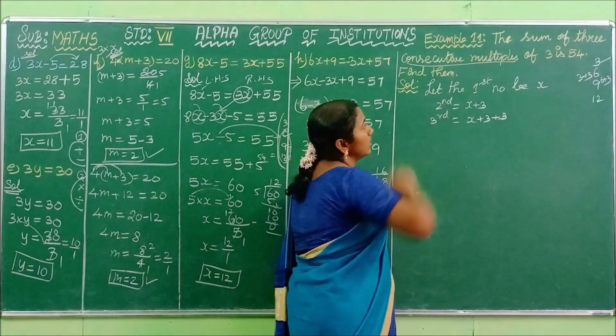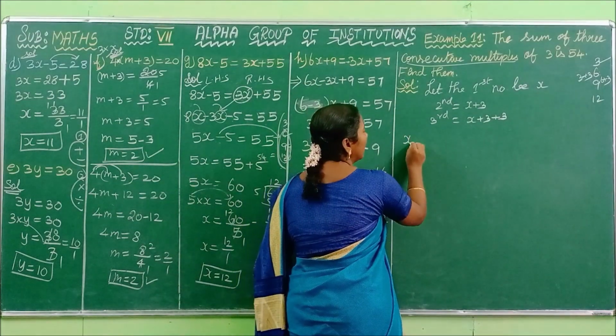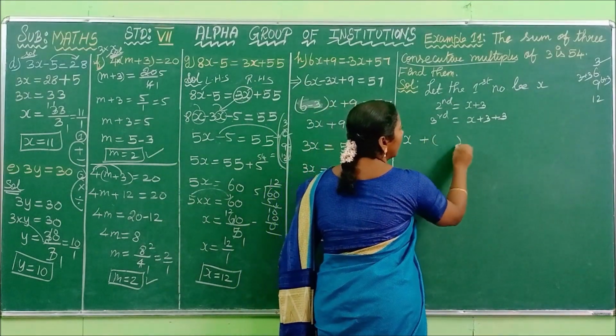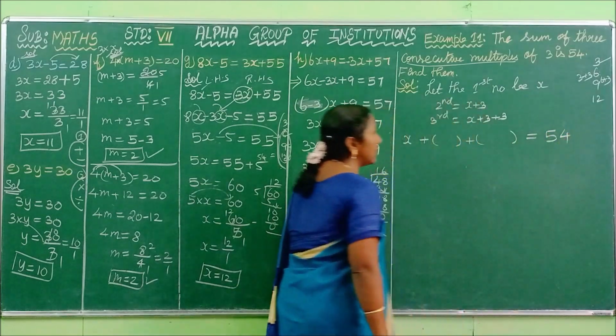What is given in the question? Sum of the 3 consecutive multiples is 54. It means if you add the first number, second number and third number, your answer is 54. What is the first number?